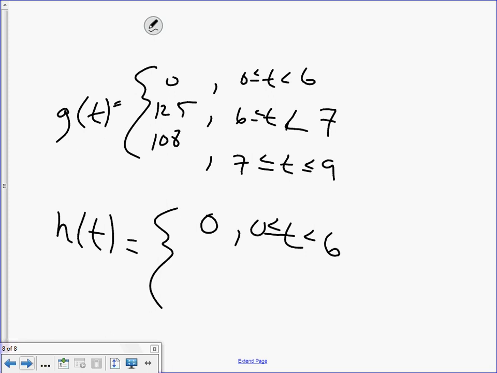Okay. But now she's actually shoveling, at a rate of 125 cubic feet per hour. Now, let's think about it. At 6 a.m., she shoveled no snow, right? What about at 6:30? Or what about at 7? How would we figure that out? How much snow?